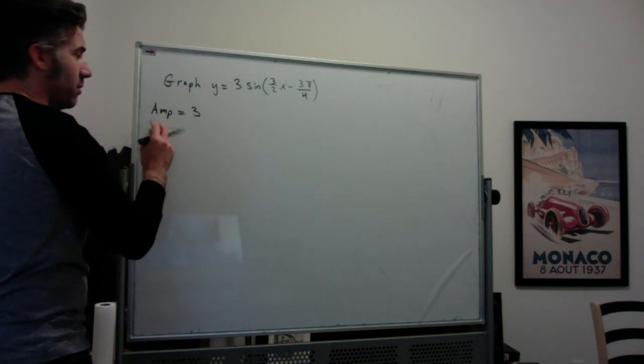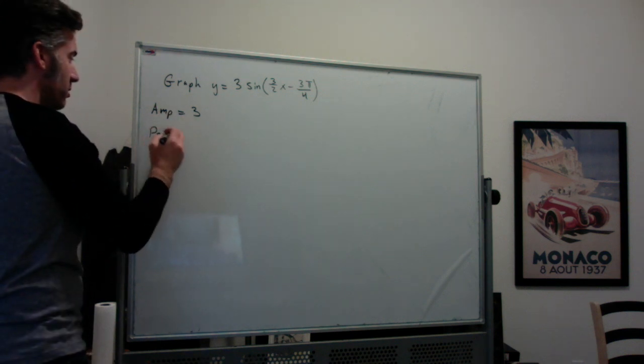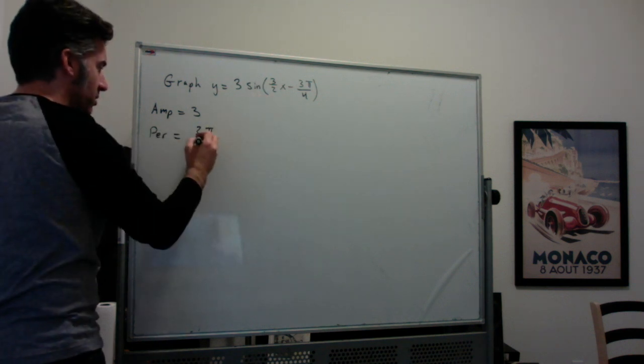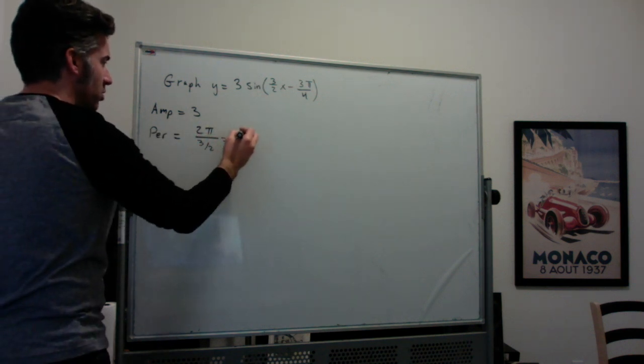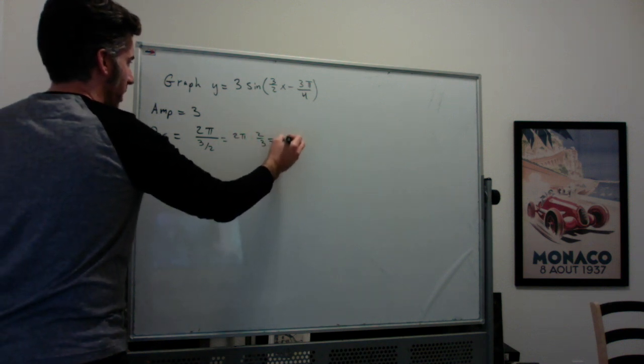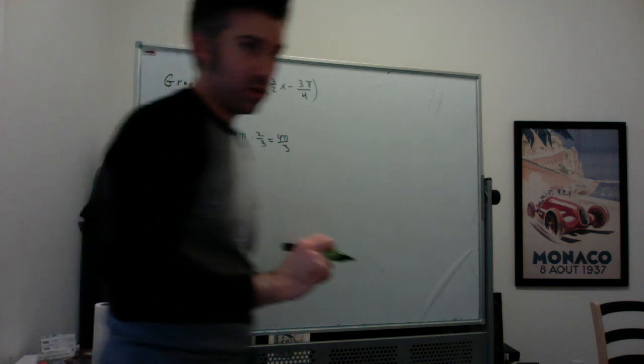The period is 2 pi divided by the coefficient of x, which is 3 halves, which is 2 pi times 2 thirds, which is 4 pi over 3.